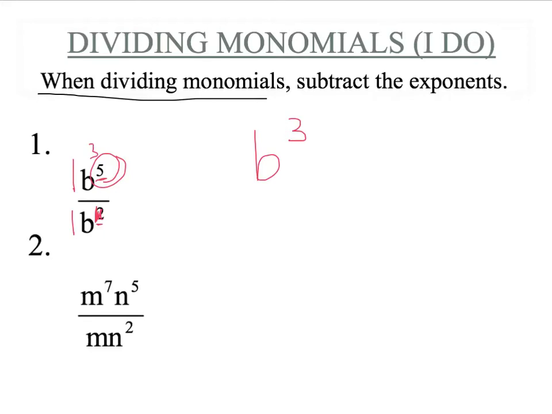Looking at the second one, here I have m to the 7th, n to the 5th, divided by m. Remember, if there's no exponent, it's 1, and n to the 2. If I subtract the m's, 7 minus 1, there are 6 left on top. And subtracting the n's, 5 minus 2, there are 3 left on top.